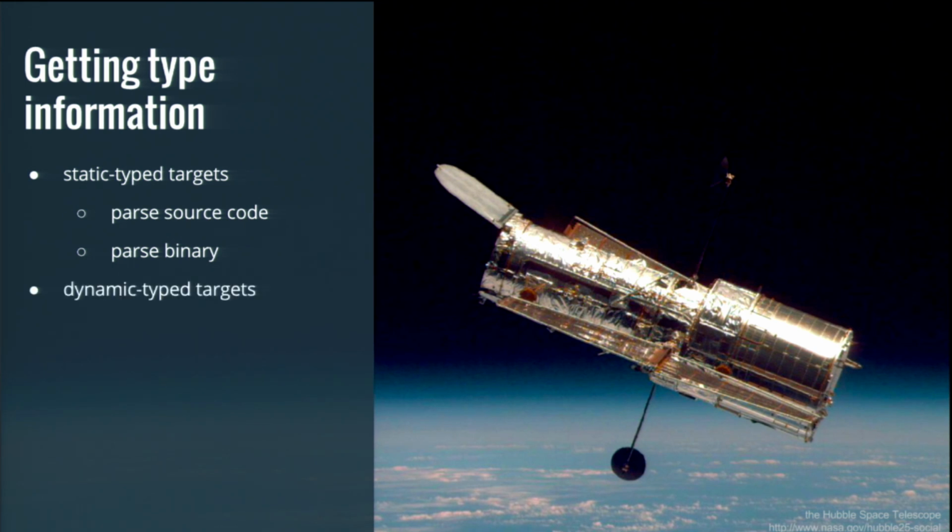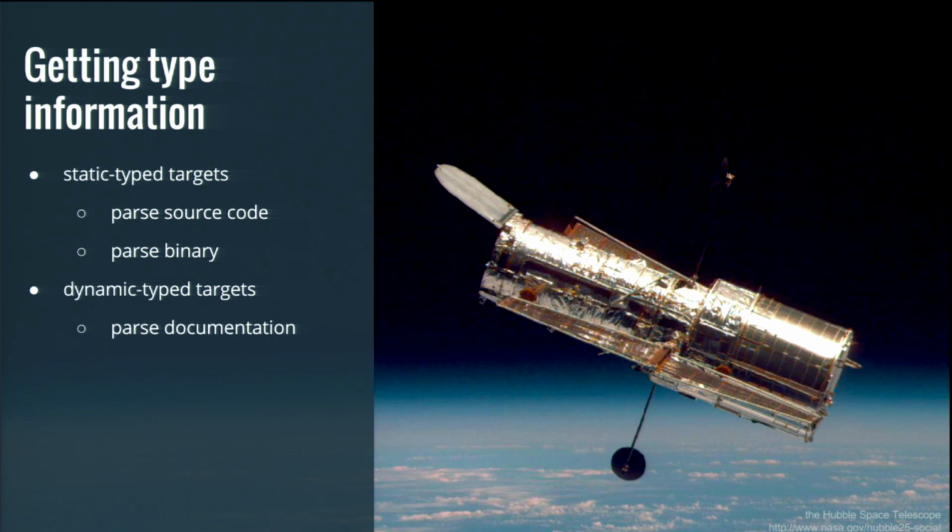And for dynamic type targets, it's a little bit more complicated because they don't have a very concrete notion of types, at compile time at least. So what we do is fall back to look at some other information. For example, we can parse the documentation. Sometimes they will tell you that a particular field is typed as string or integer or something. We just have to get that documentation and then convert it to a Haxe type.